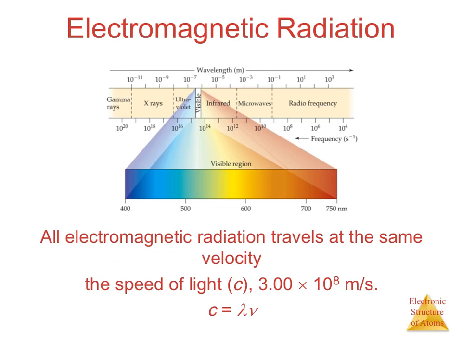Now, one of the relationships that is also on your equation sheet that we will use is that the speed of light is equal to the wavelength times the frequency. Very useful equation. If we know any two of those, we can figure out the third. Okay, and of course we always know the speed, right? We always know what c is. So if we know wavelength, we can figure out frequency and vice versa.